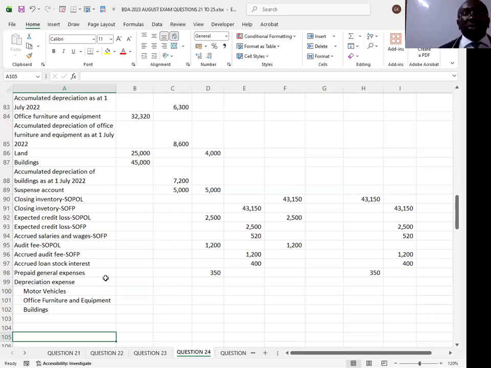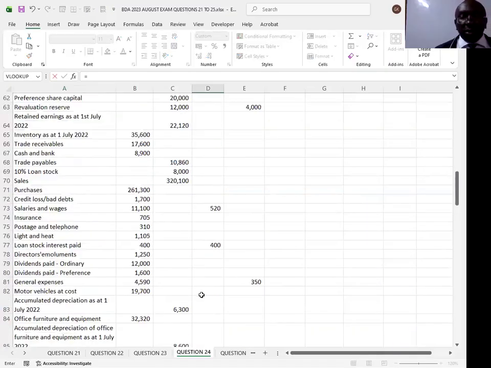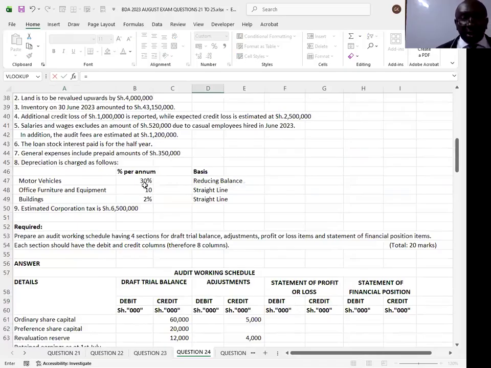So depreciation is an expense. So we are going to debit. So tukuje hapa kwa motor vehicles. It shall be equal to this rate here. This one, 30%. So you can click that.